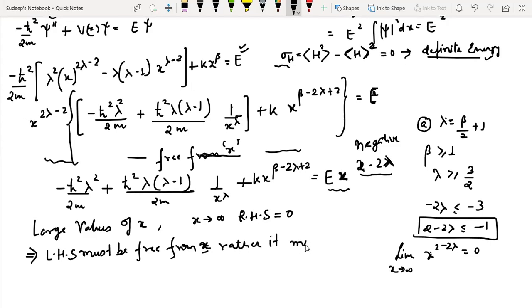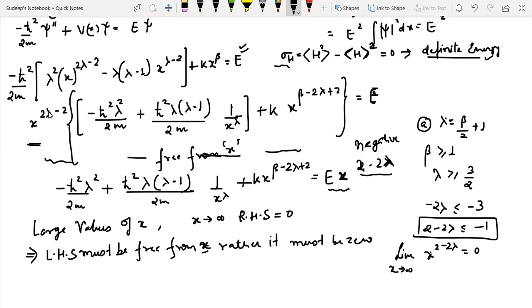Rather it must be 0 according to the given scenario. Because being free from x was a possibility only till this end. But now here, I knew that if this remains, then it will be a little bit difficult for me to process.